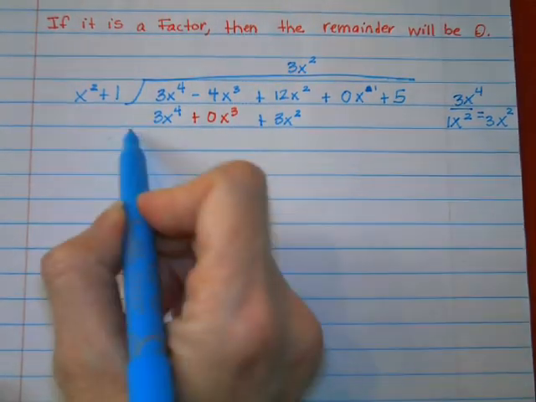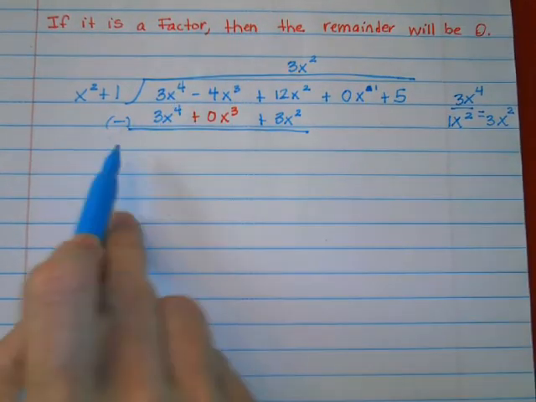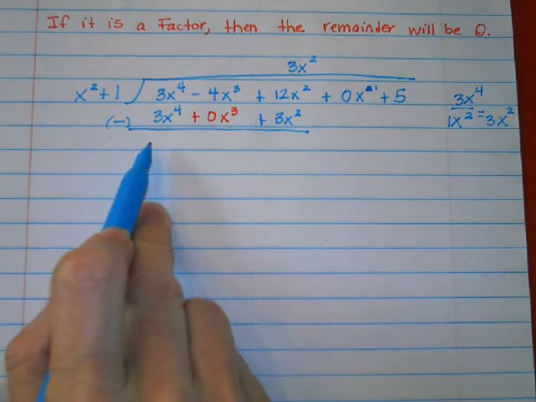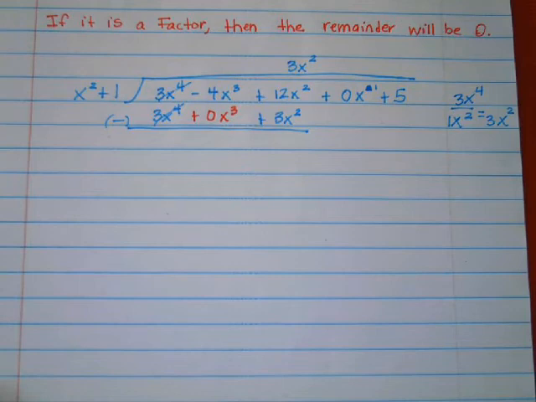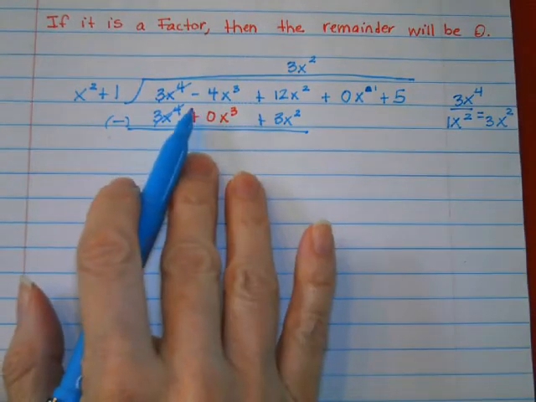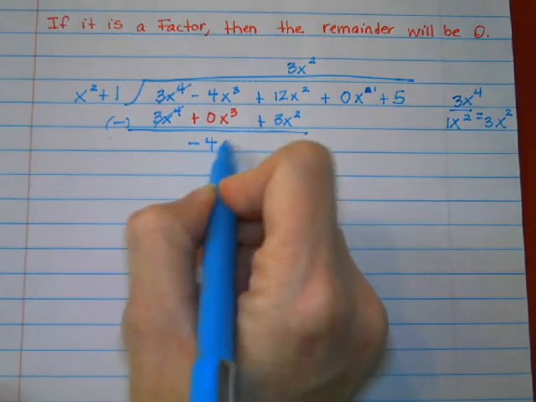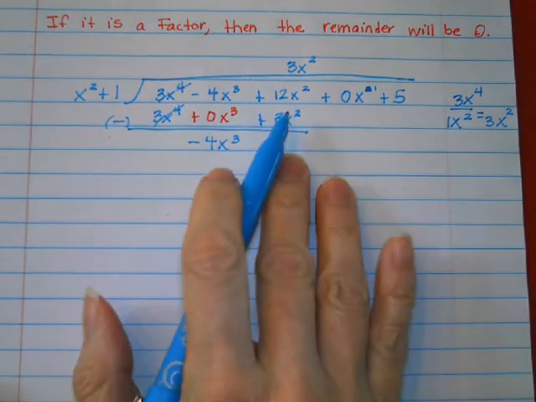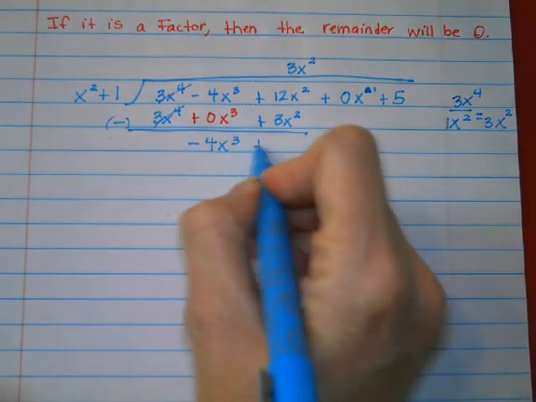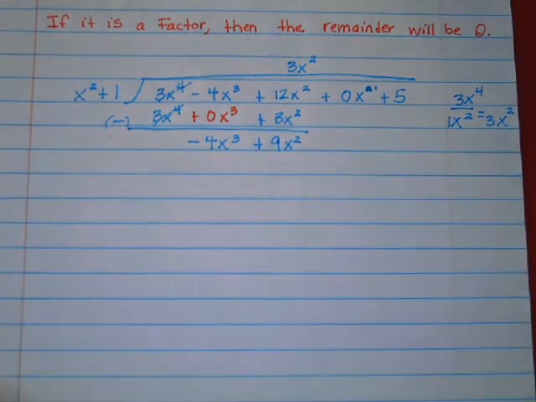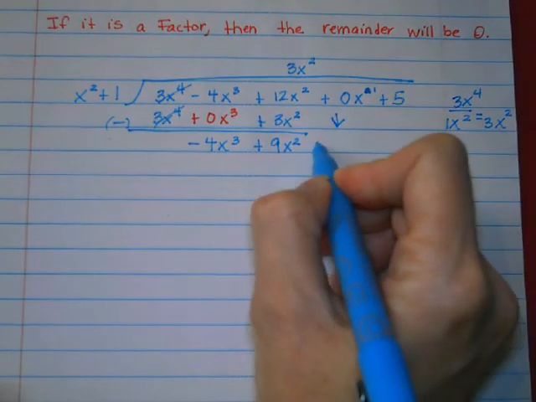So now we're going to go ahead and subtract just like we've been doing. So 3x to the fourth minus 3x to the fourth is nothing. They cross each other out. Negative 4x cubed, take away no x cubes, is negative 4x cubed. 12x squared minus 3x squared is a positive 9x squared. And just like in our previous portion of today's lesson, we're going to bring down the next term, which is a positive 0x.